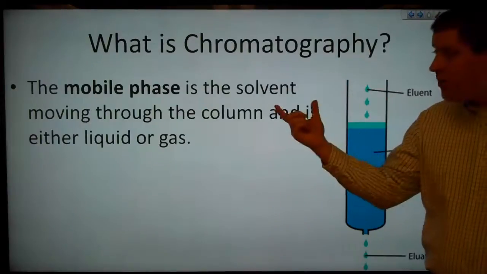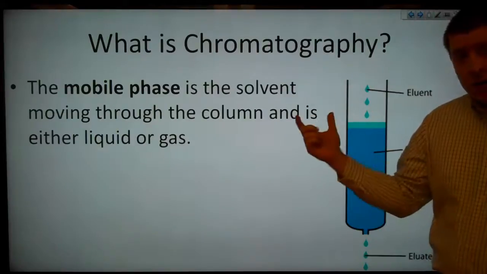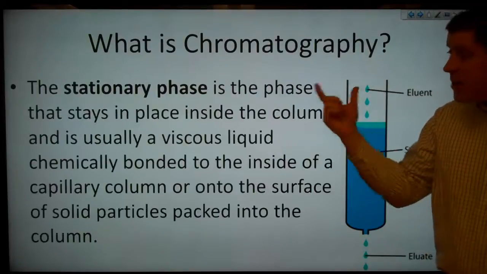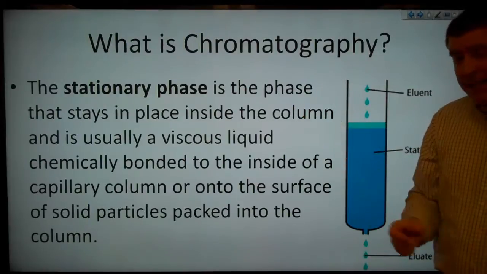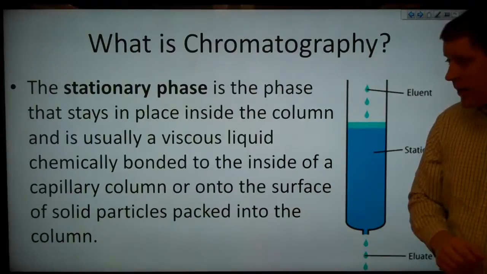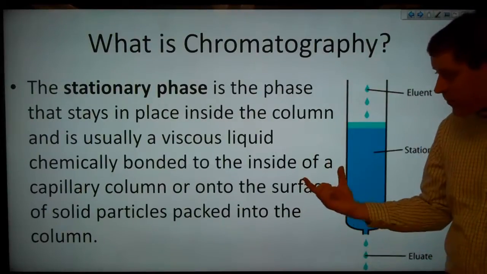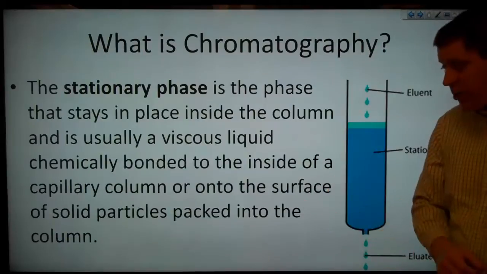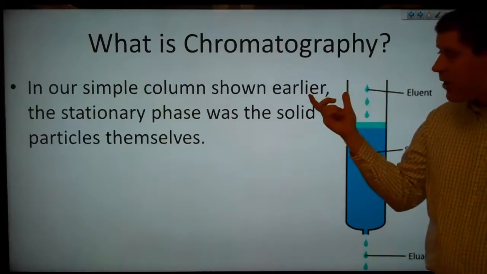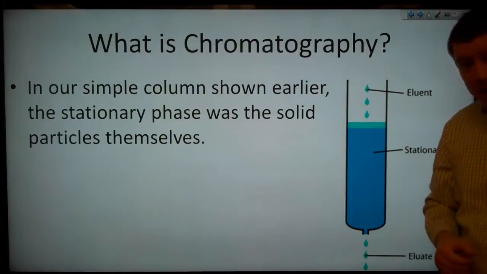So the mobile phase is the solvent that's moving through the column, and it is either a liquid or a gas. The stationary phase is the phase that stays in place inside the column, and is usually a viscous liquid chemically bonded to the inside of a capillary column or onto the surface of solid particles packed into the column. And in our simple column shown earlier, that stationary phase was the solid particles themselves.